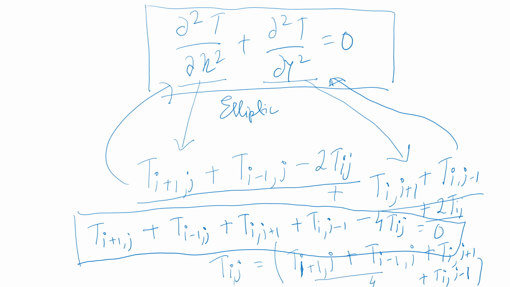Because here it is minus 4 Tij, and if you take this one into the RHS, right hand side, then you have 4 Tij, then you put 4 in the left hand side in the denominator, so you will get this. And this Tij will give the temperature at the ith and jth point. And here the temperature is a function of positional coordinates x and y.